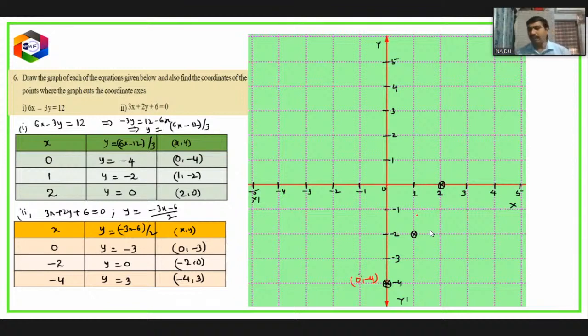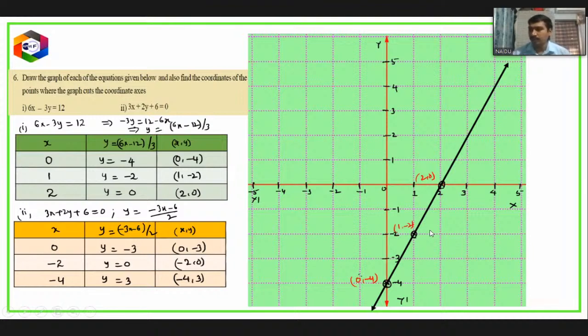Now again we have to use the scale to draw the straight line. Observe children, this is the straight line which passes through all these 3 points. Is it clear children? Now we are going to complete the second part also.